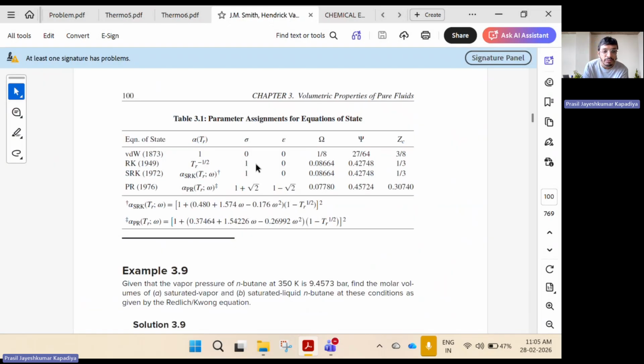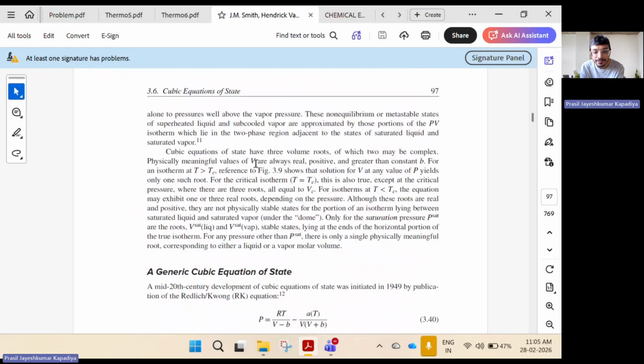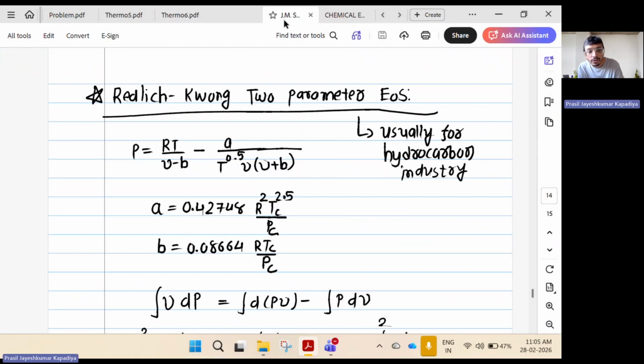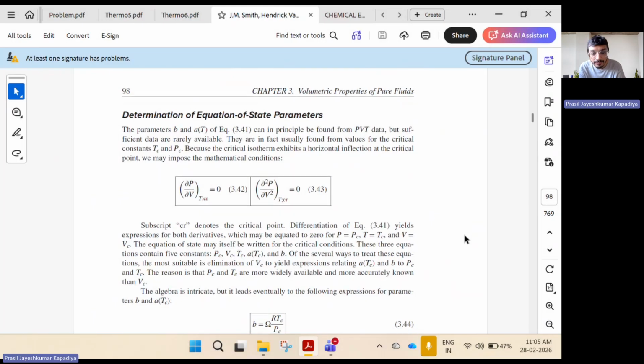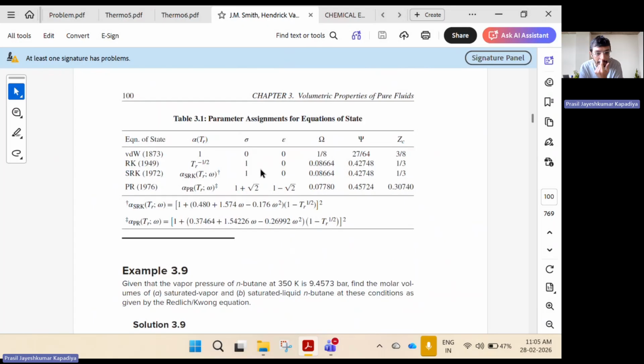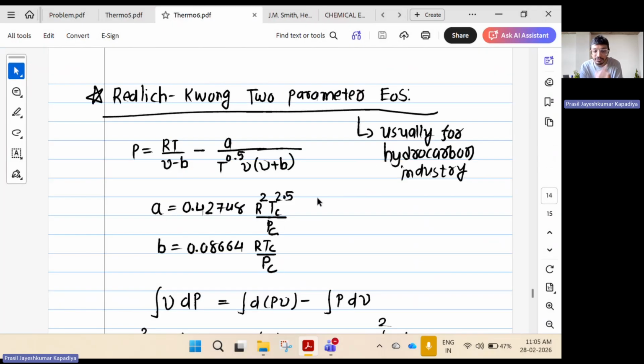So I will be only left with V into, this we have written, 1 upon TR to the 0.5 V into V plus B. And what is going to be my A and B value? So what is my A? A is nothing but psi into R square TC square by PC. So what is psi for the RK equation of state? Psi is 0.42748 R square TC square by PC. So it is 0.42748 R square, TC raised to 2.5 by PC, and B is 0.08664 RTC by PC.